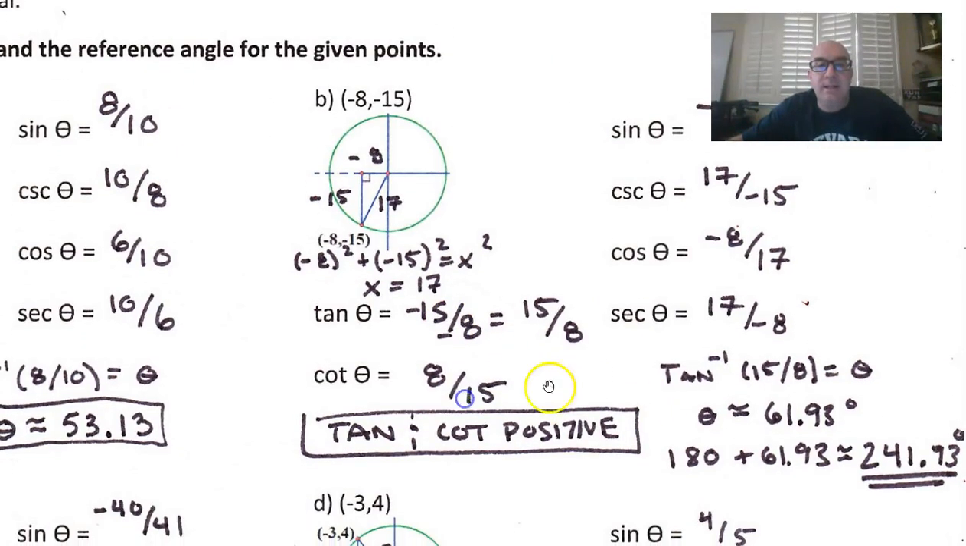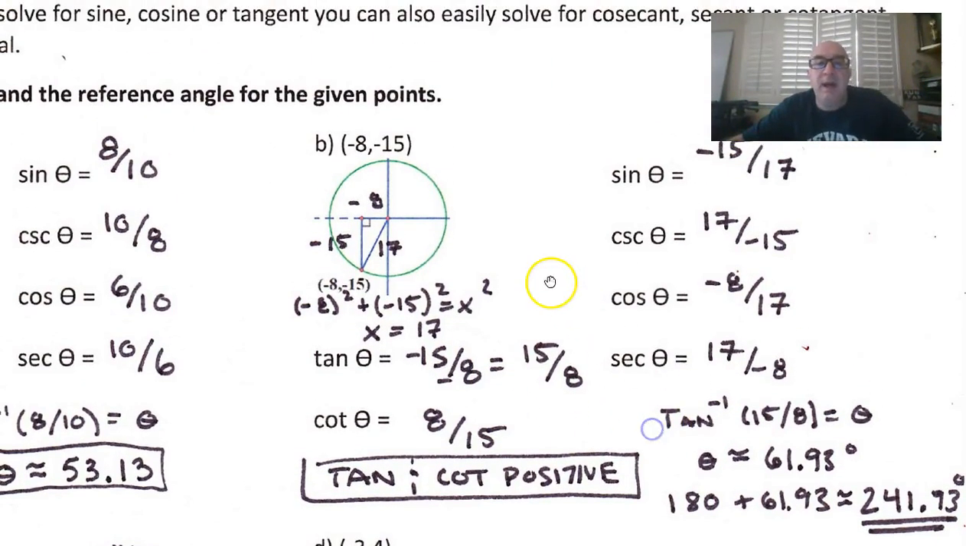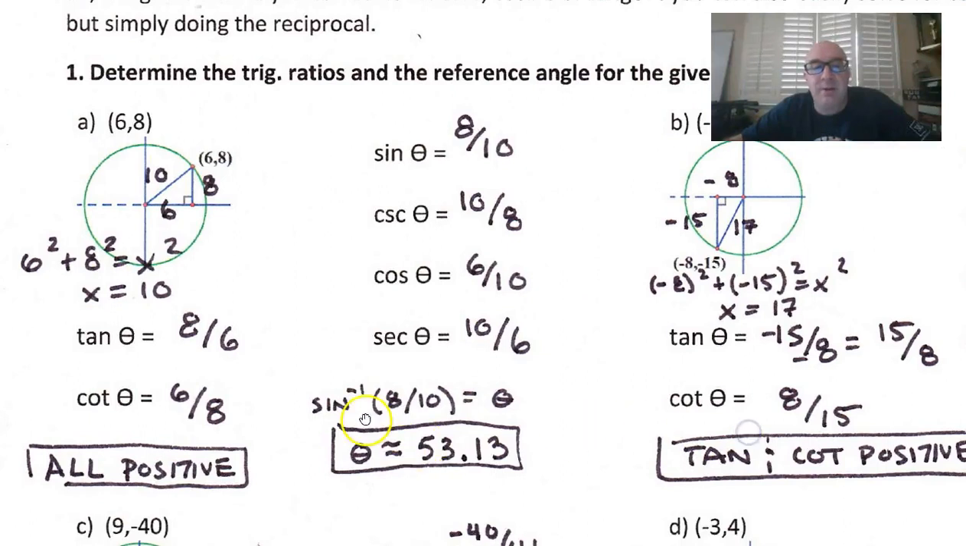In this case, let's see what we have here. -8 is left and -15 is down. When you square those, you get a positive 17. The radius, or the hypotenuse, will always be a positive value because it's generated through squaring numbers, which make positive values. Back here you'll notice I put that all are positive because it's in quadrant 1.